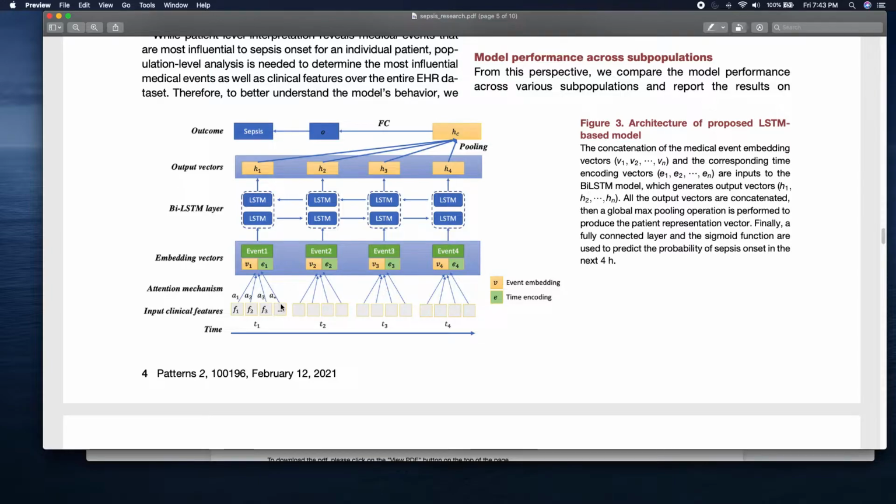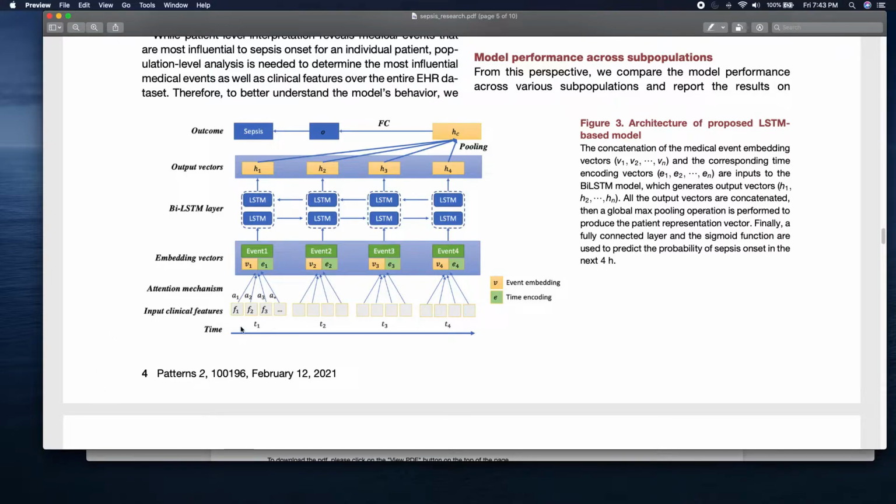Once the bidirectional LSTM is run, you get the hidden states for each time step, and a global max pooling is done across all the hidden states to get the max values for each index in the hidden state vector, and that's passed into a fully connected layer, which results in one output, which is then put into a sigmoid activation function, which gives you the classification, or the probability, of whether or not someone has sepsis. So that's their approach.